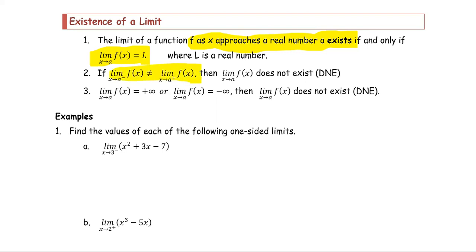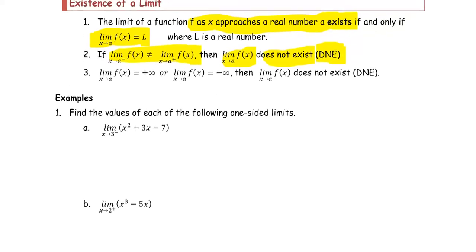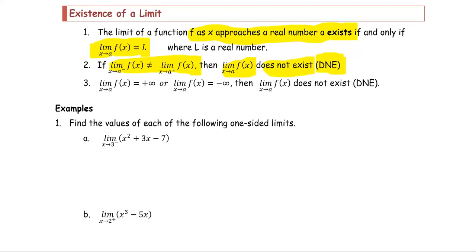For number 2, if the left-sided limit is not equal to the right-sided limit of the function, then the two-sided limit does not exist. And we can use the short form DNE, which stands for does not exist. For number 3, if the limit of the function as x approaches a equals positive infinity or negative infinity, we can say that the two-sided limit of f of x does not exist, or again, you can use the short form DNE.